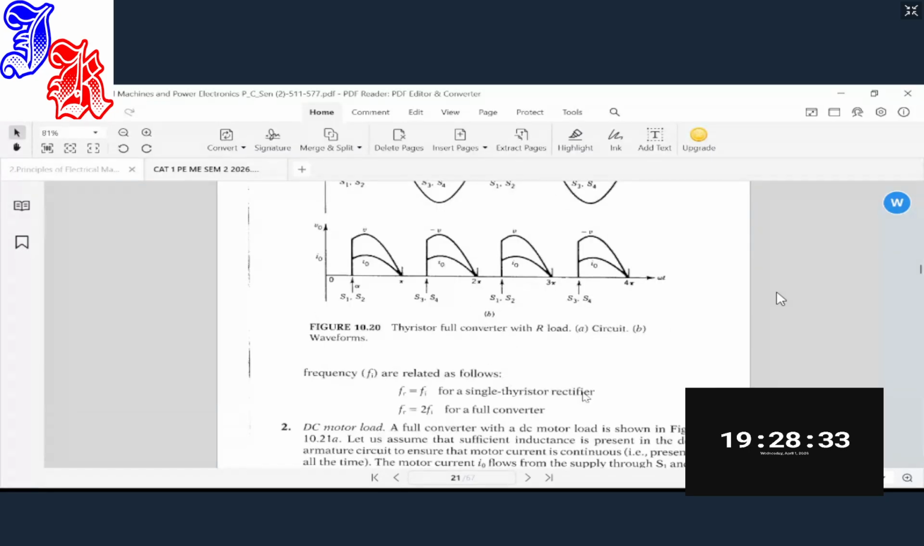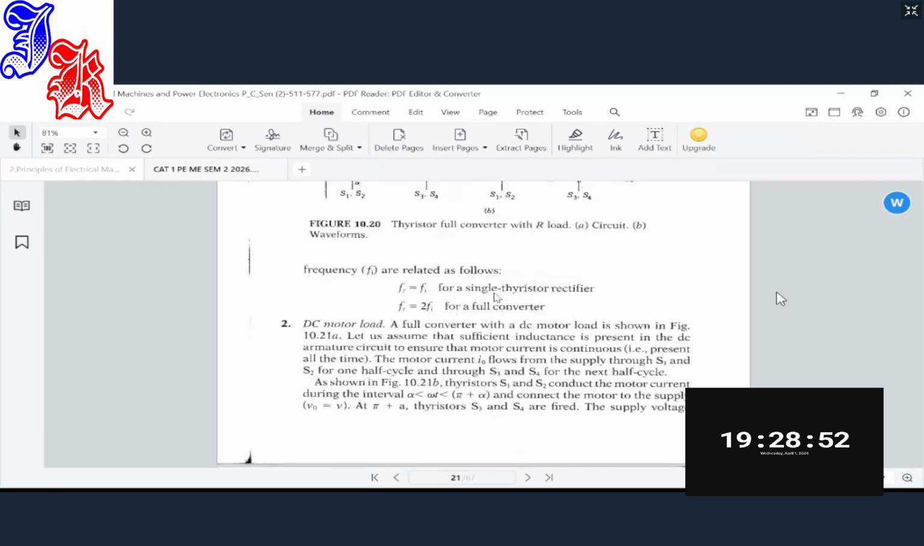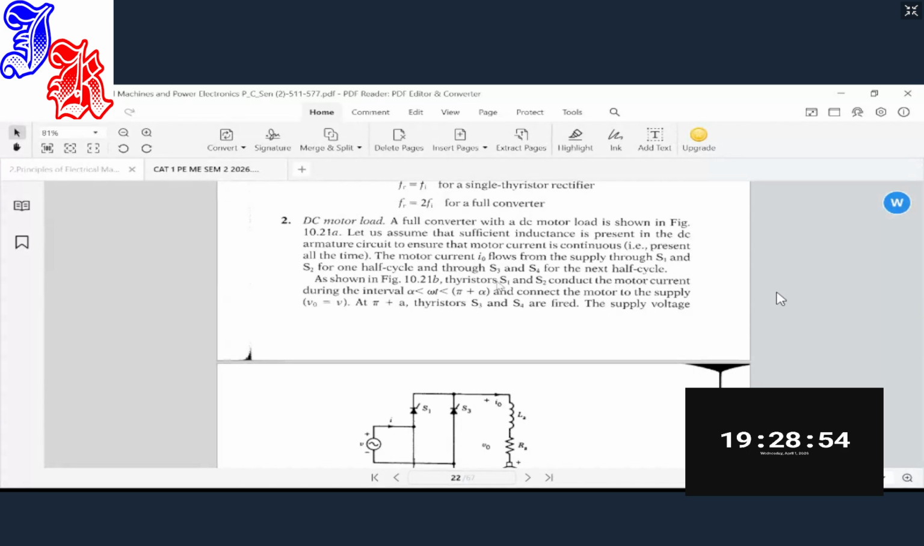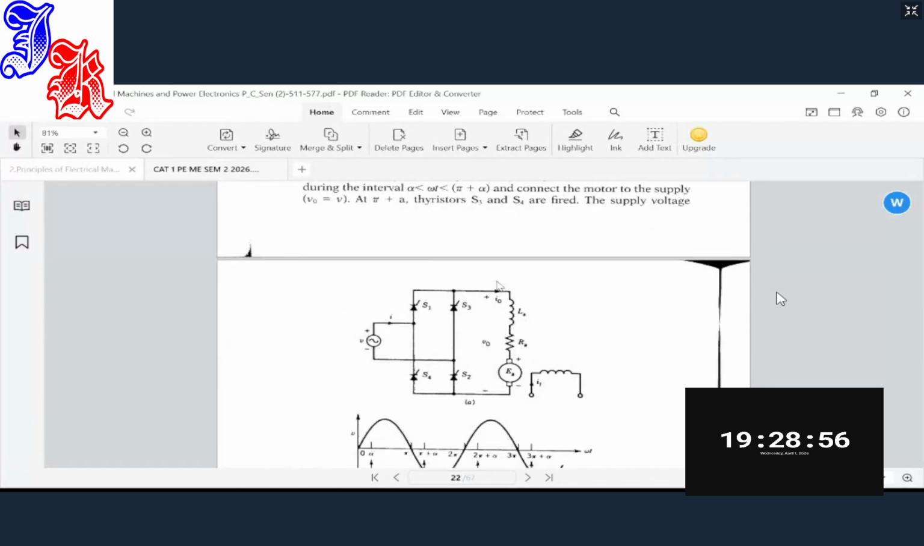So we can say for a single thyristor rectifier or a half wave rectifier, the frequency is F1, but for a full wave it will now be twice the frequency of the half wave rectifier that we had previously. So we are able to increase the rectification by using a full wave converter.